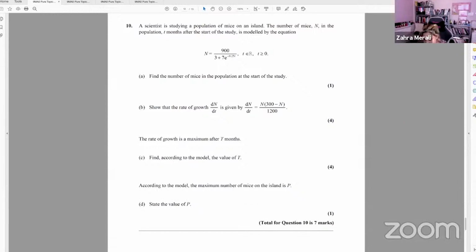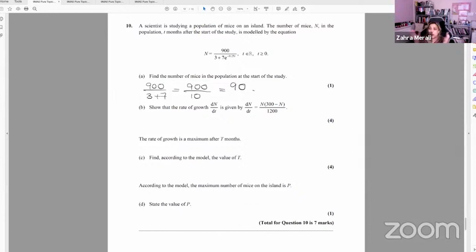Okay, so the first bit, nice and easy. The population at the start of the study: if t equals 0, anything to the power of 0 is always 1. So you end up with 900 over 3 plus 7, which is 10. So you end up with 90. That's nice and easy. Now we're going to differentiate it.